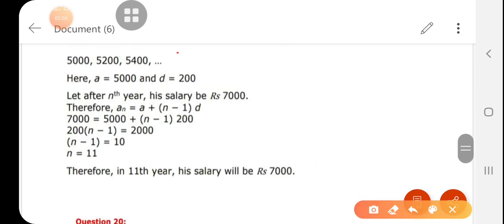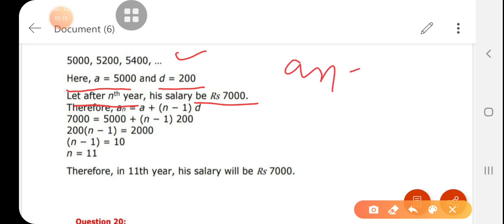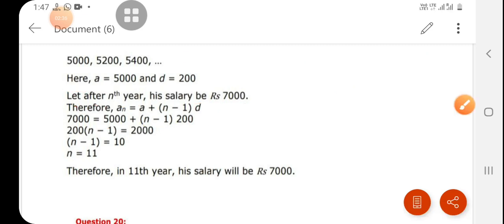Okay. Here the first term is 5,000 and the common difference is 200. So let in which year it will be 7,000. Let the nth year his salary be 7,000. It means an is equal to 7,000. We will put the formula an is equal to a plus n minus 1 into d. an is equal to 7,000, a is equal to 5,000, n minus 1 is what I have to find, and d is equal to 200.